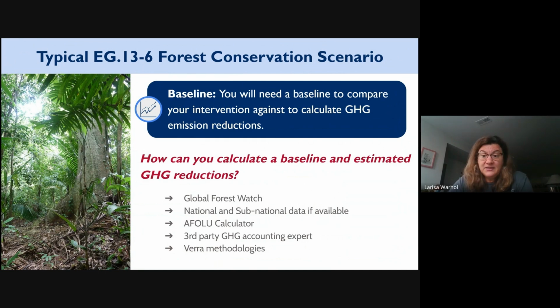There can be, depending on the context, some really good national or subnational data, but that's not necessarily universal. We have seen some missions hire, activities hire third-party greenhouse gas accounting experts as a consultant. And again, there's other carbon market methodologies that can give you some scientific calculations.